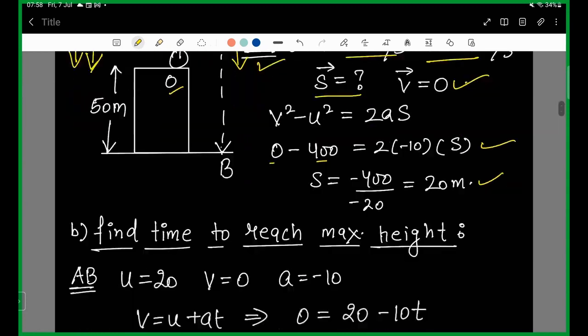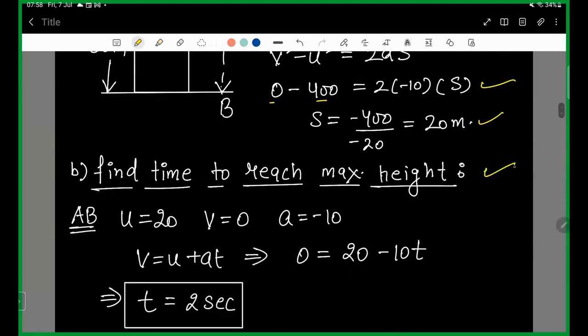Now, the second part is, what is the time it will take to reach the maximum height? We understood that it will go 20 meters above the building, but what is the total time that it will take? Again, we will use the same analysis. u is 20, v is 0, final velocity is 0, initial is 20, and acceleration is minus 10.